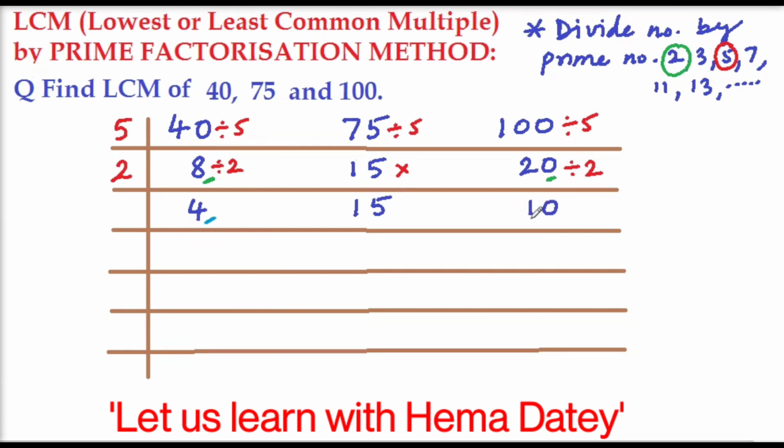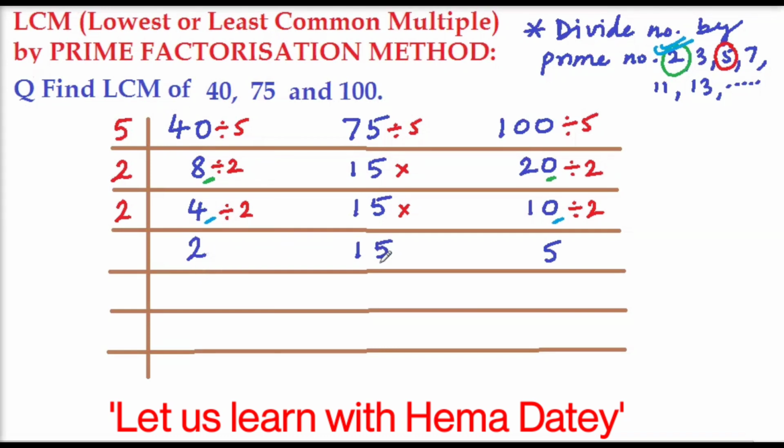Now 4 and 10 are divisible by 2. So again I will divide these numbers by 2. 4 divided by 2, 15 is not divisible by 2, and 10 divided by 2. We'll get quotient 2, 15 as it is, and we'll get here 5.